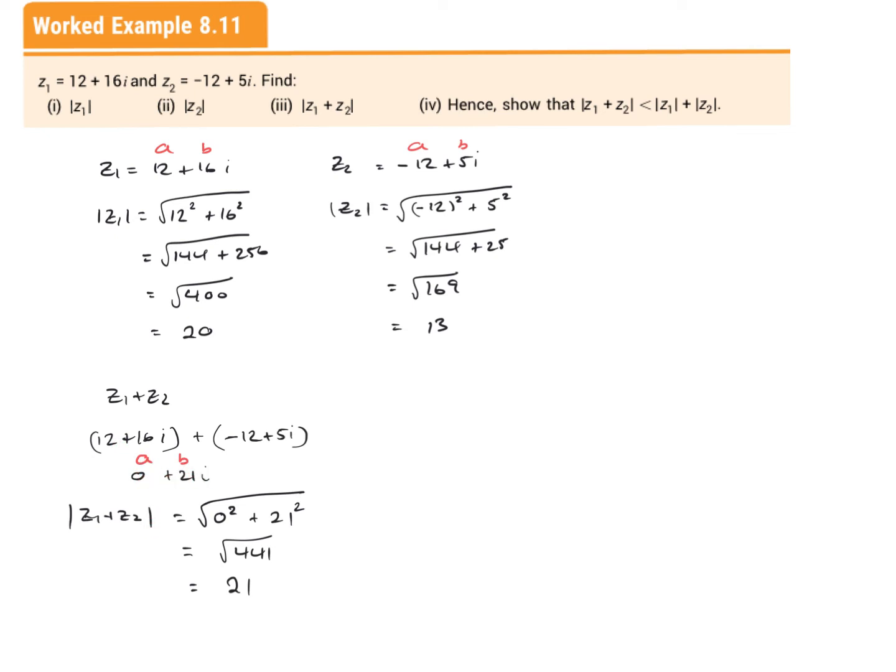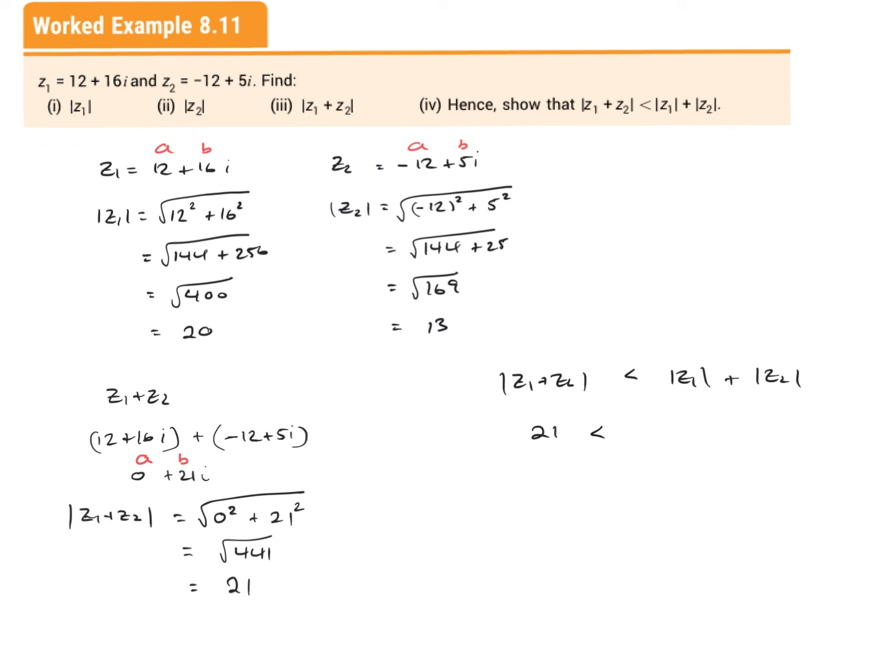The last part of this question says, hence show that the modulus of z1 plus z2 is less than the modulus of z1 plus the modulus of z2. So we've got all of the answers here, guys. There, my modulus of z1 plus z2 is this. My modulus of z1 is this. And my modulus of z2 is this. So let's just see what happens. We've got to show that the modulus of z1 plus z2 is less than the modulus of z1 plus the modulus of z2. So let's just put the values in. So the modulus of z1 plus z2 is equal to 21.